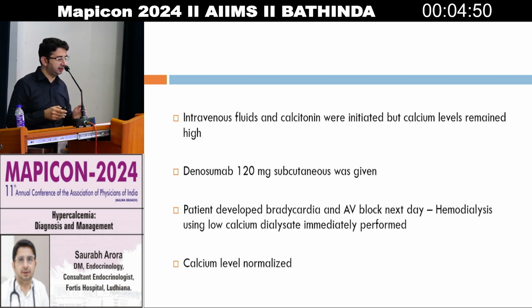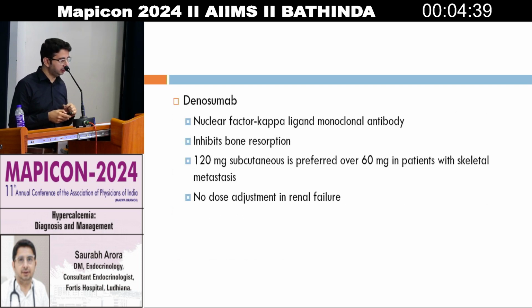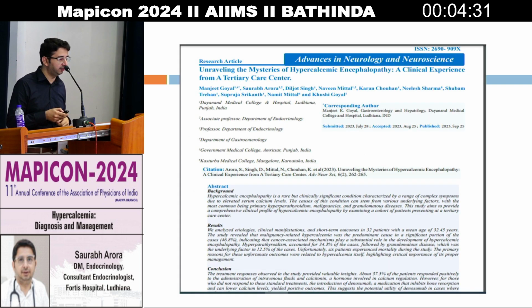So urgent hemodialysis was done using low calcium dialysate. This is another modality which is done in emergency situations, and the calcium level normalized with this. So denosumab inhibits bone resorption. 120 mg is preferred over 60 mg in patients with skeletal metastasis, and no dose adjustment is required in renal failure.